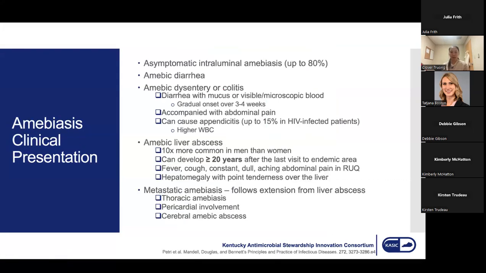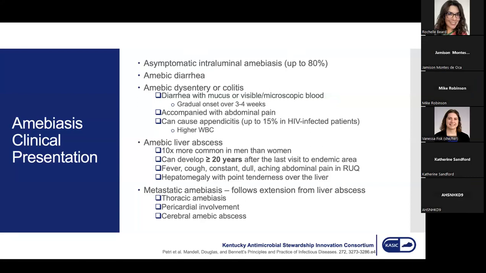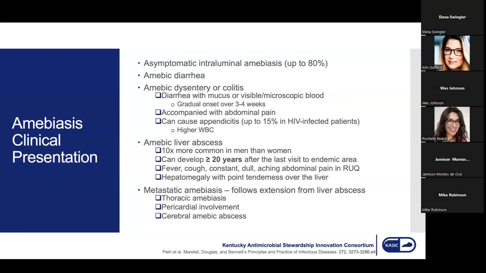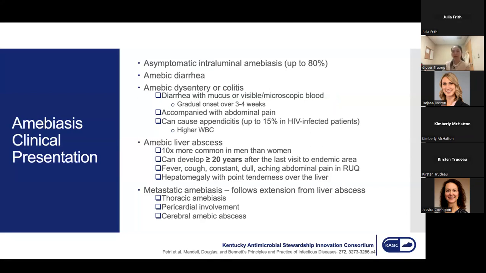So how does amoebiasis present? As I mentioned, if the trophozoite stays in the luminal area, the patient doesn't have any symptoms. In fact, a lot of patients do not have symptoms, up to about 80% of them. However, if they start to get damage in the gastrointestinal cells, that is when patients develop amoebic diarrhea, which can lead to dysentery or colitis as well. Dysentery means the diarrhea has mucus and visible or microscopic blood. The onset tends to be gradual over 3 to 4 weeks, and the patient also has abdominal pain.